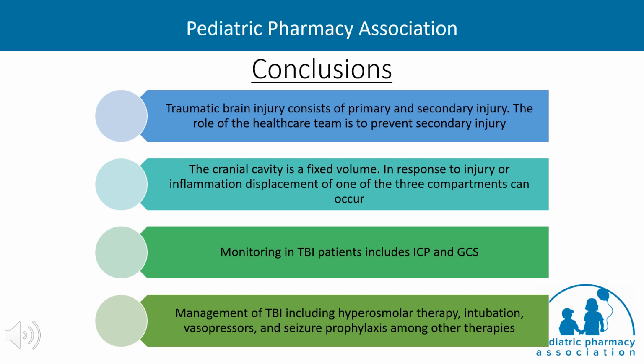So the conclusions that we can draw from this presentation are that traumatic brain injury consists of primary and secondary injury, and the role of the healthcare team is to try and prevent the secondary injury. The cranial cavity is a fixed volume, and in response to injury or inflammation, that can lead to displacement of one of the 3 compartments. Monitoring in TBI patients includes the ICP and GCS, and management of traumatic brain injury includes agents like hyperosmolar therapy, intubation, vasopressors, seizure prophylaxis, among other therapies.